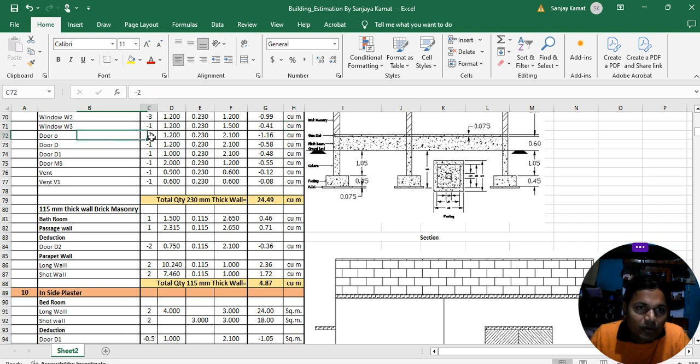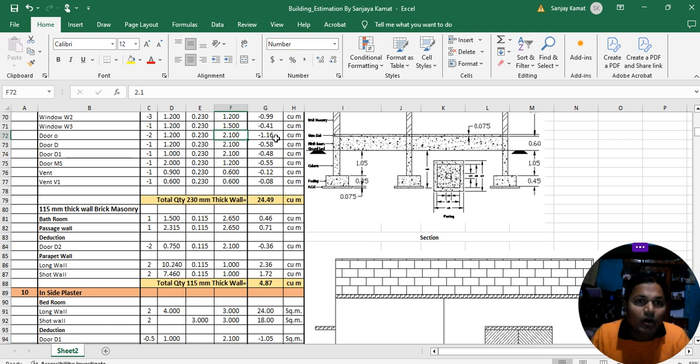Now come to the door. Now we are going to deduct the doors, and for that we work for how many doors? 1, 2, 3, 4: main door, door 1, door, and door O. So for door O we are going to deduct minus 2, and length we are taking for door O 1.200 meter, and then breadth we are going to take 0.230 meter, and depth we are going to take for door O 2.100 meter. So this time we have how much value? Again you have 4 values.